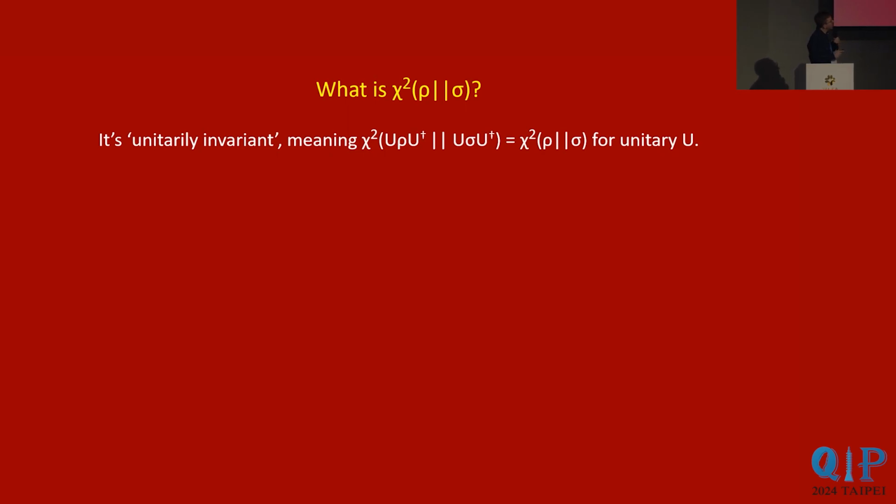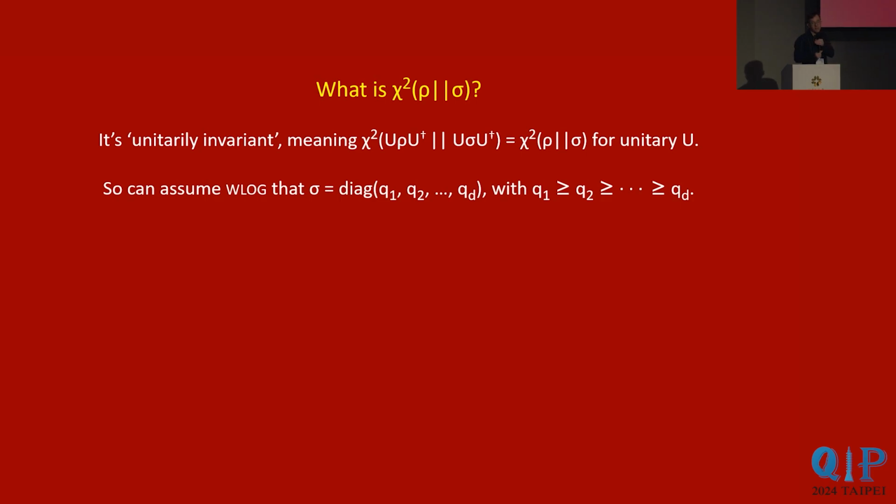And that's a very natural notion for a distance to have. And because of this, it means I can define for you what is the chi-squared divergence in the special case that rho is a diagonal matrix. Because in the general case, you can just change bases to make rho diagonal and figure out the chi-squared divergence in that case. And this makes the formulas a lot simpler to understand. In fact, I can even insist on this extra condition that the eigenvalues, the diagonal entries of sigma, q1 through qd, are in decreasing order. So I'll just tell you the definition of the chi-squared divergence between rho and sigma in the case when sigma is diagonal of this form.